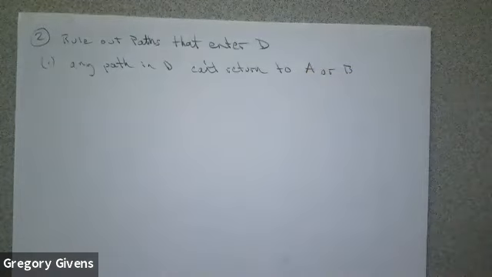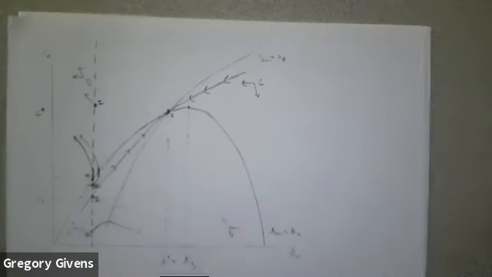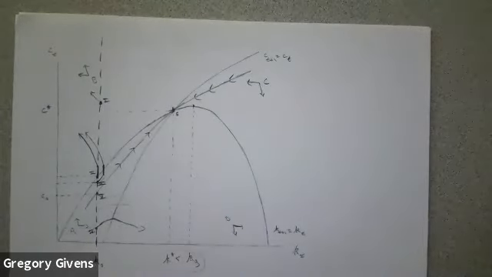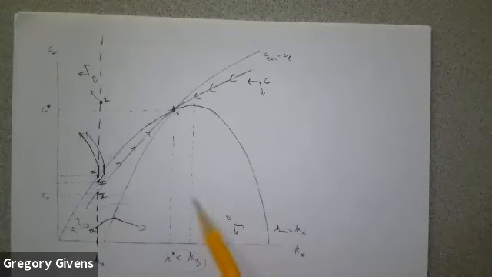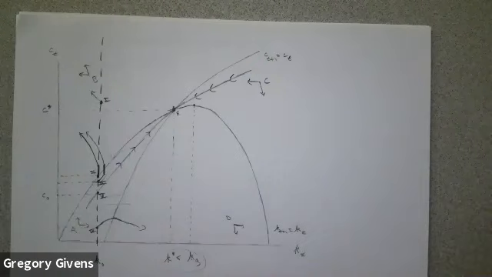Now, the reason why I'm saying this, let me be clear about this, is that in order to rule out paths that enter region D as being possibly optimal in this model, I'm going to have to show that every path that enters region D eventually goes to a single point in KT-CT space. Can you guys guess what that point is? On my picture here, any path that enters region D is ultimately in the long run going to converge to a single point.